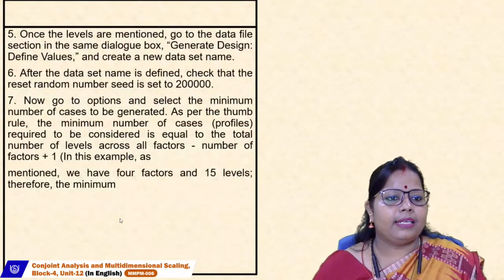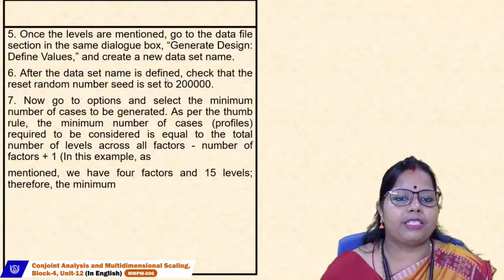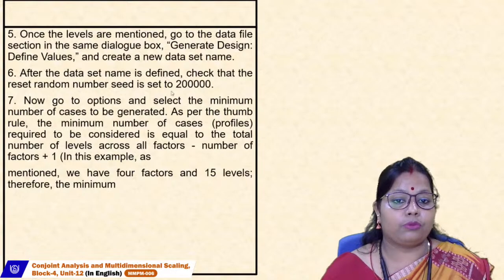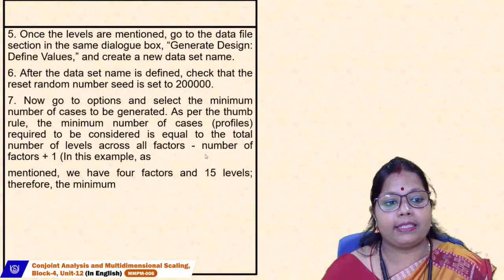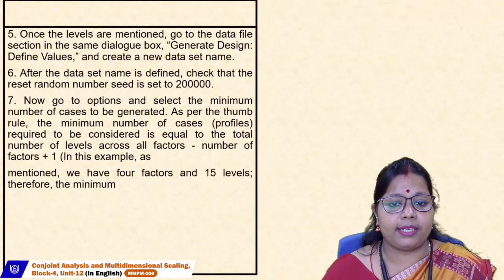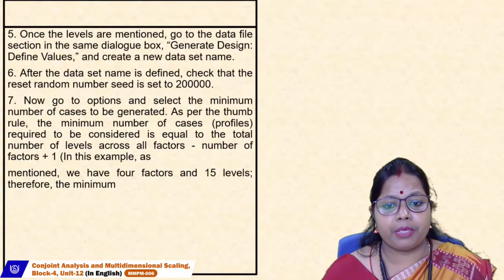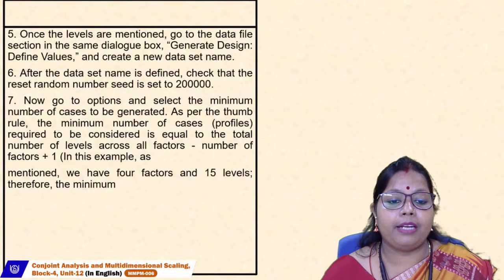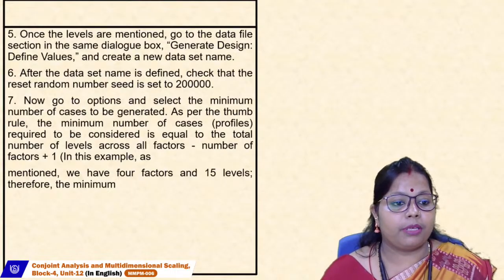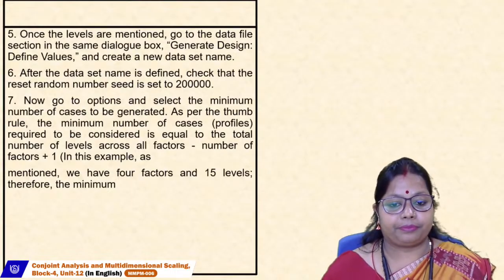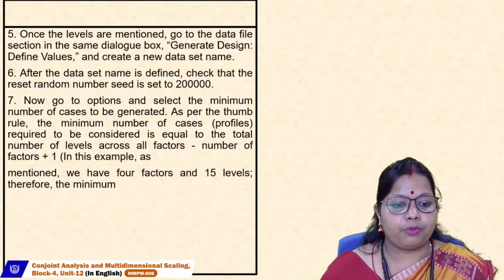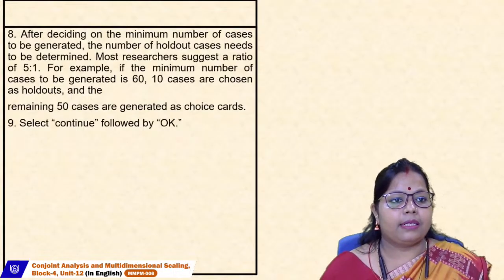Once the levels have been mentioned, we go to the data file selection and select the file. After the data set name is defined, check that the reset random number seed is set to a particular number. Now we move to the options and select the minimum number of cases to be generated. As per the thumb rule, the minimum number of cases required is equal to the total number of levels across all factors, that is, the number of factors plus 1.